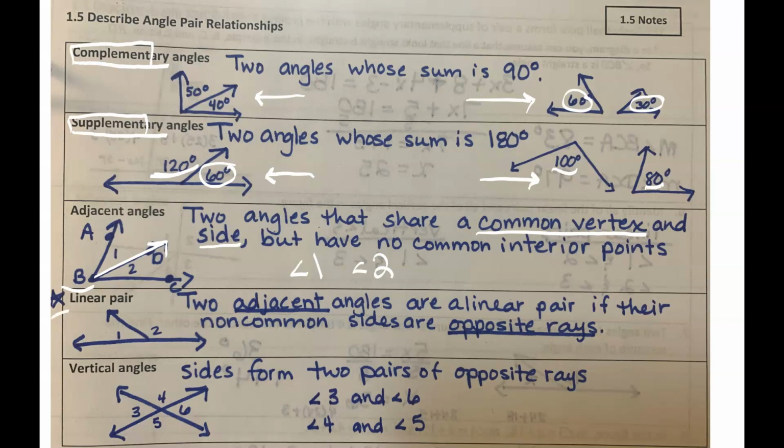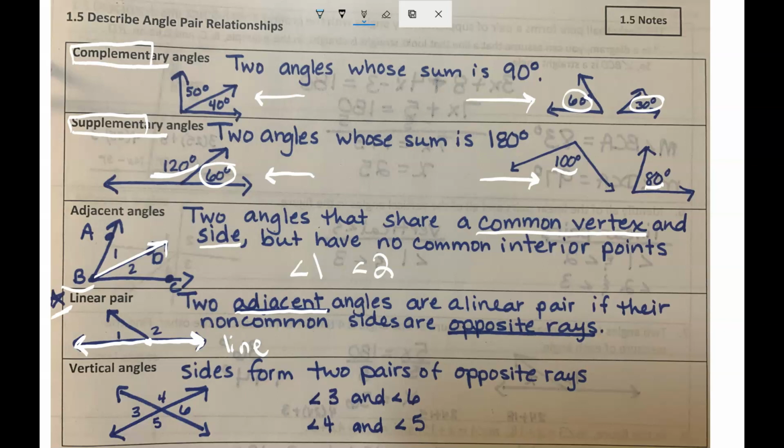Now, the next one is linear pair. You'll notice that I have this one starred. This is a very important definition. It reads, two adjacent angles, they touch, are a linear pair if their non-common sides are opposite rays. So right here is an opposite ray, and right here is an opposite ray. Angle 1 and angle 2 do not share those, so it's non-common. So basically what this is telling you when it tells you that you have opposite rays is that they are forming a line. So a linear pair, they touch, they're adjacent, and they're on a line.